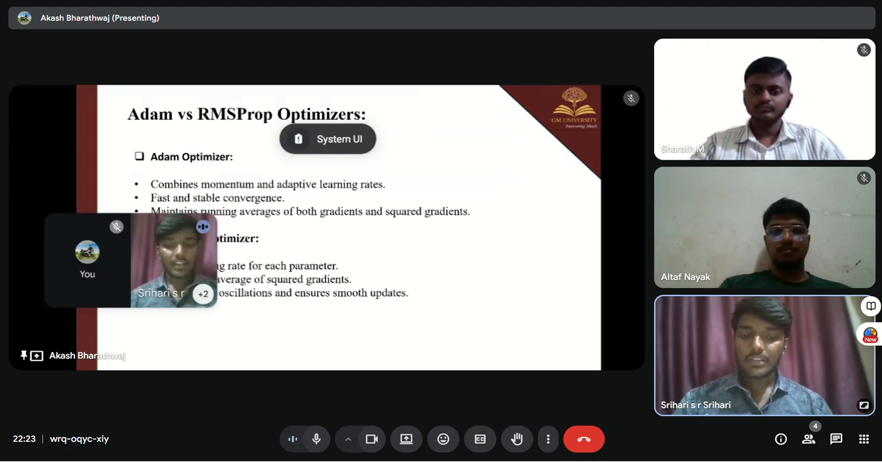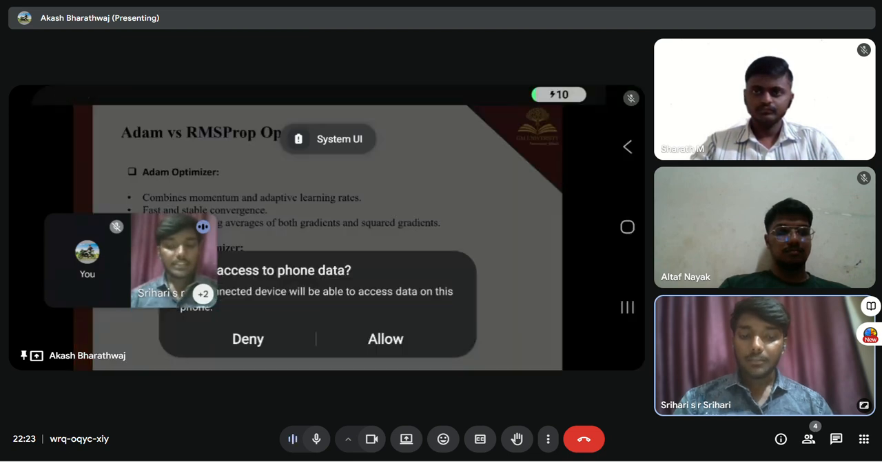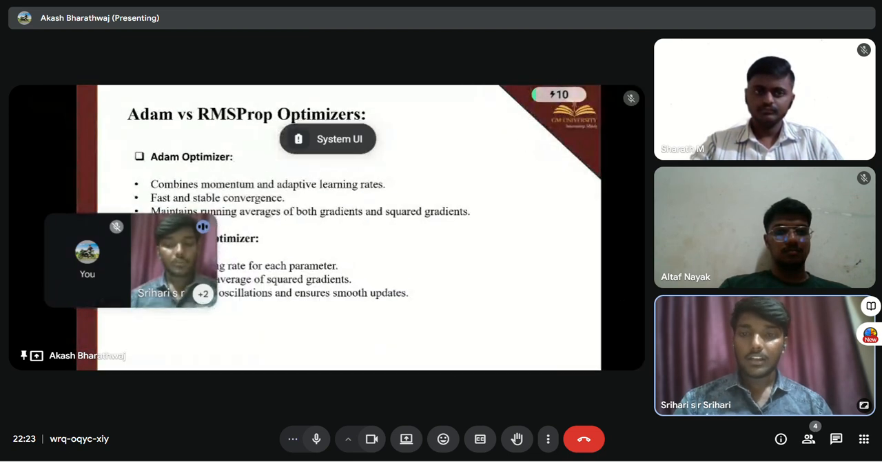The combination provides an optimizer that is generally robust, converges quickly, and handles sparse gradients effectively. The next slide is continued by my friend Altaf.